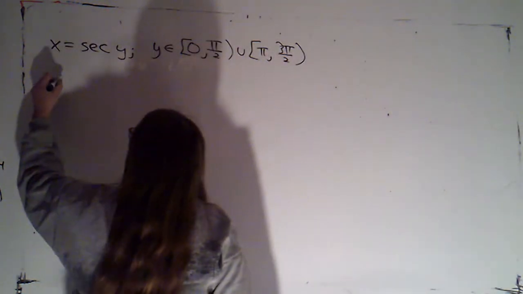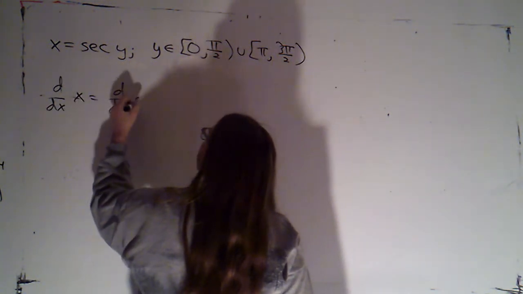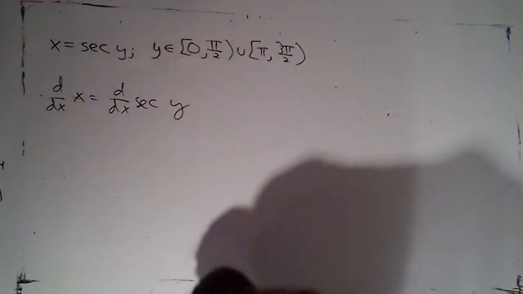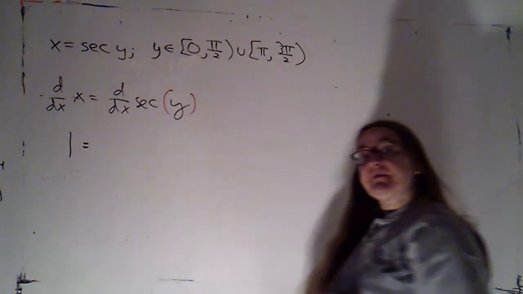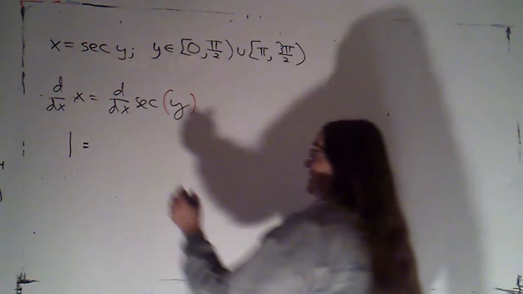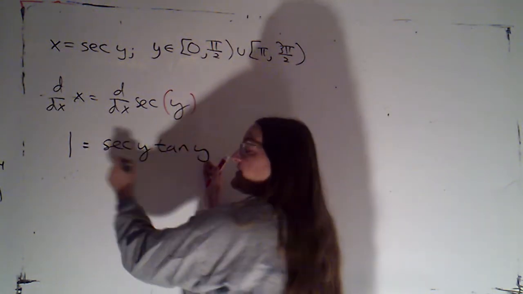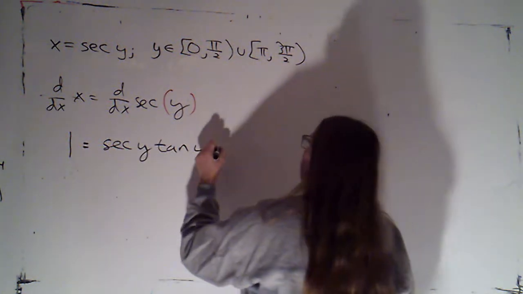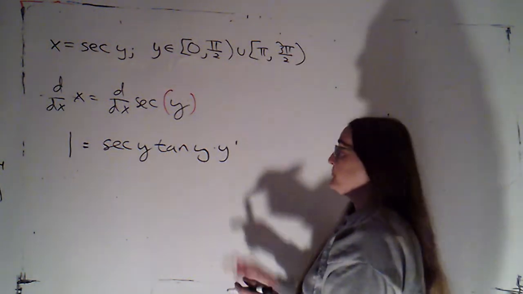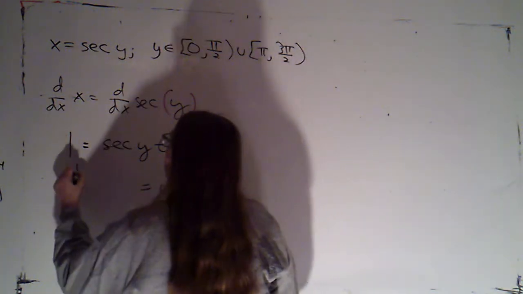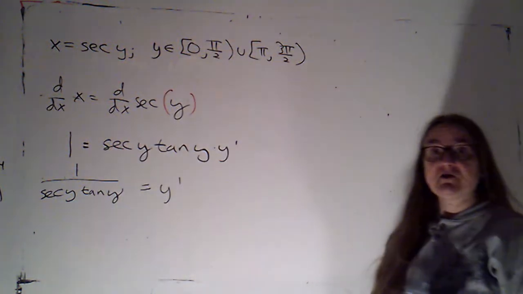All right, so we take the derivative. Derivative with respect to x of x equals the derivative with respect to x of secant of y. All right, derivative of x is 1. Derivative of secant is secant times tangent, and each one of those gets a y. So it's secant of y times tangent of y. That's the derivative of the outside part, and then multiplied by the derivative of the inside part, which is y prime. So we solve for y prime, and we get 1 over secant y times tangent of y.